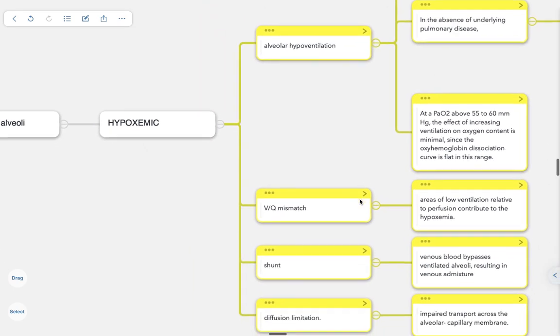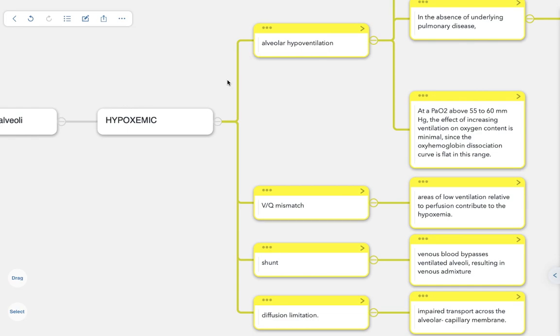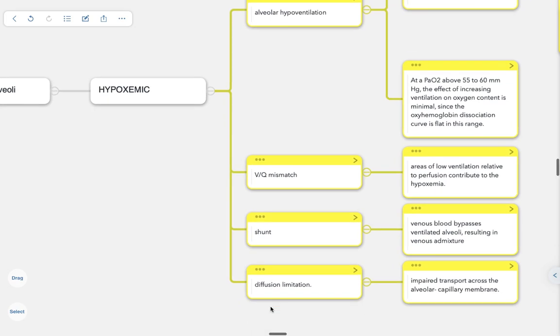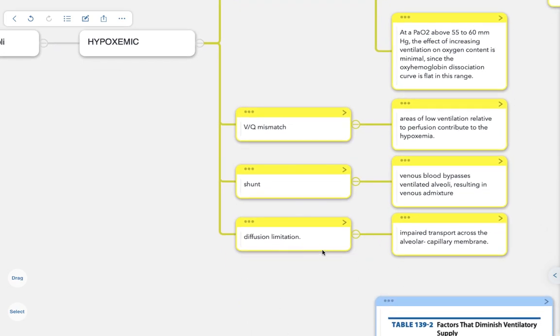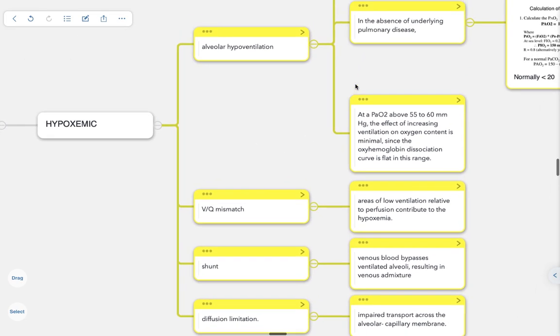Now, hypoxemic respiratory failure could be as a result of many problems. There could be an alveolar hypoventilation, there could be some VQ mismatch, there could be a shunt, or there could be some diffusion limitation. Diffusion limitation is easy to understand. Something wrong with the transport across the alveolar capillary membrane can lead to this. When we talk about shunt, what we're trying to say is that the venous blood bypasses a ventilated alveoli, resulting in a venous admixture. VQ mismatch is a condition where the areas of low ventilation are there relative to the perfusion. Now, this contributes to hypoxemia because the blood is not getting oxygenated.